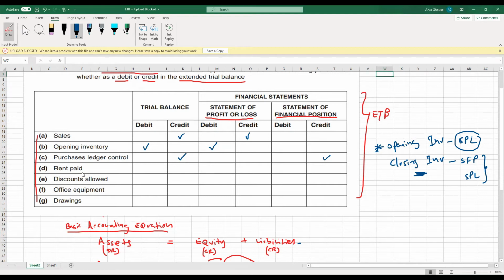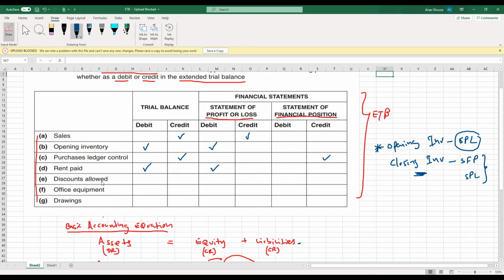Then rent paid, it's an expense. So therefore, as I told you earlier, expense should be a debit balance, and expenses should be reflected in the statement of profit or loss. Okay, and that will not be reflected in the financial position. Then discount allowed. So discount allowed is an expense.